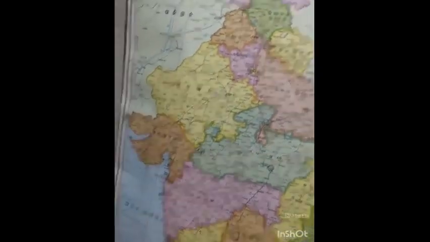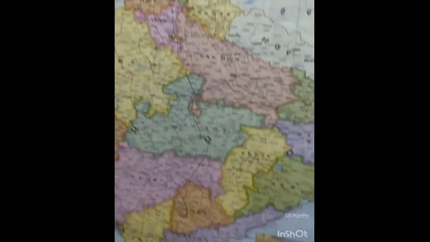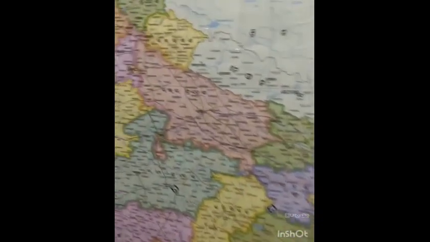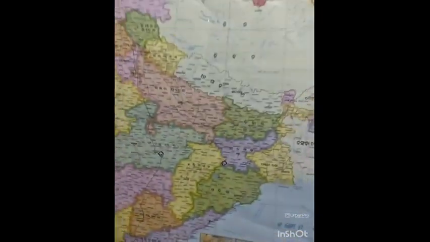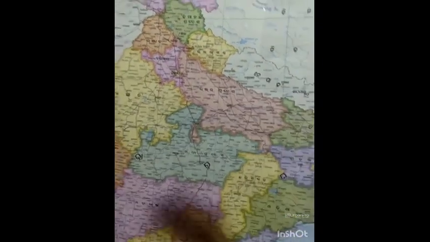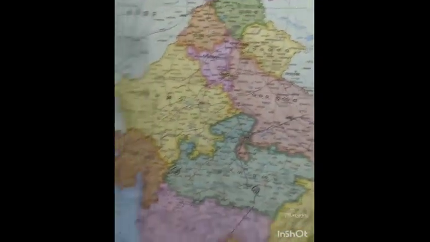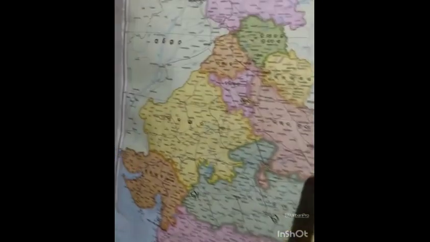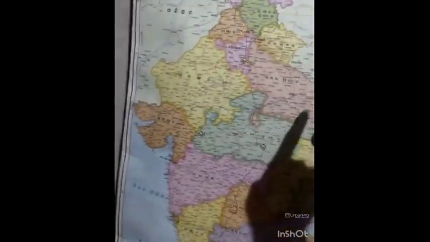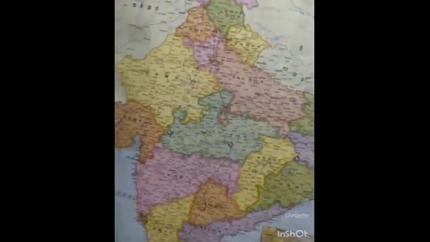After this, Maurya Empire, Bihar and Jharkhand, this area, nowadays this area called Maurya Empire. After this, Gupta Age, जिसको बोलते हैं Gupta Age, basically उत्तर प्रदेश के एरिया में ही उसका राज कर रहे थे Gupta Age वाले.